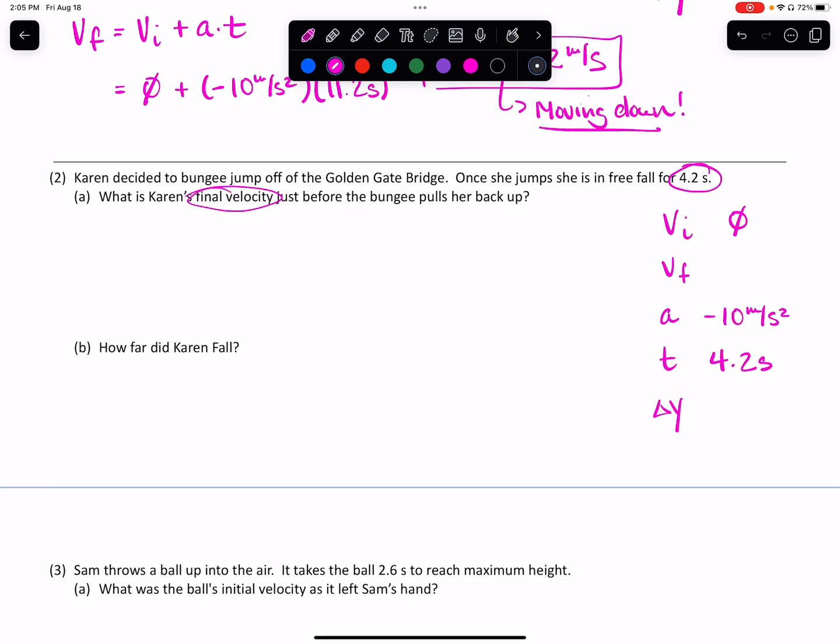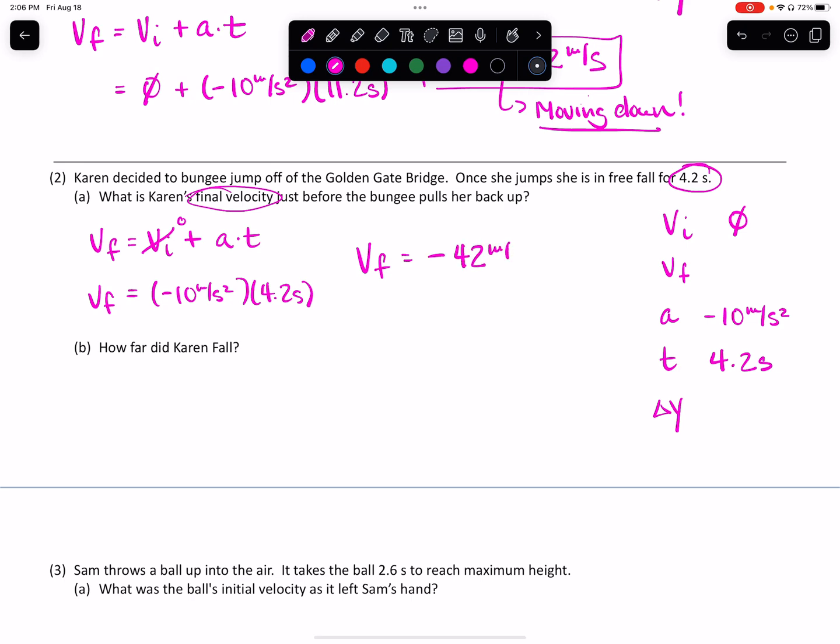To find V final, I'm going to use my V final formula, V initial plus a times t. The initial is going to go away, so that final velocity is going to be equal to negative 10 meters per second squared times 4.2 seconds. So her final velocity right before the bungee starts to pull her back up is negative 42 meters per second. And again, the negative's fine. It just tells us that she's moving down.